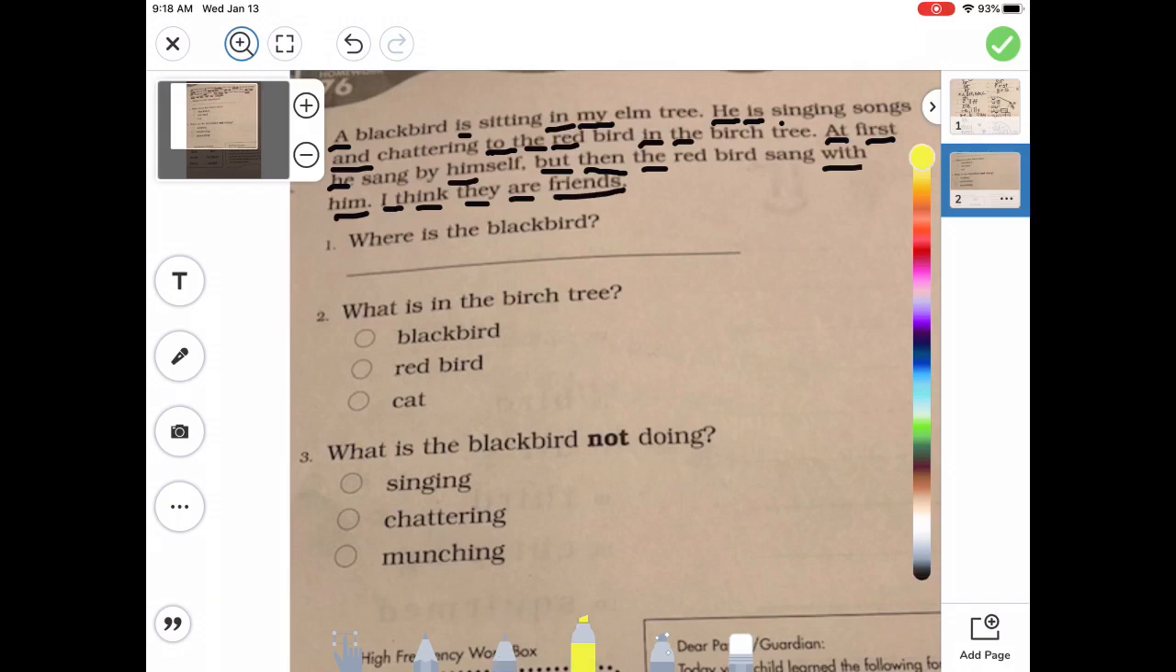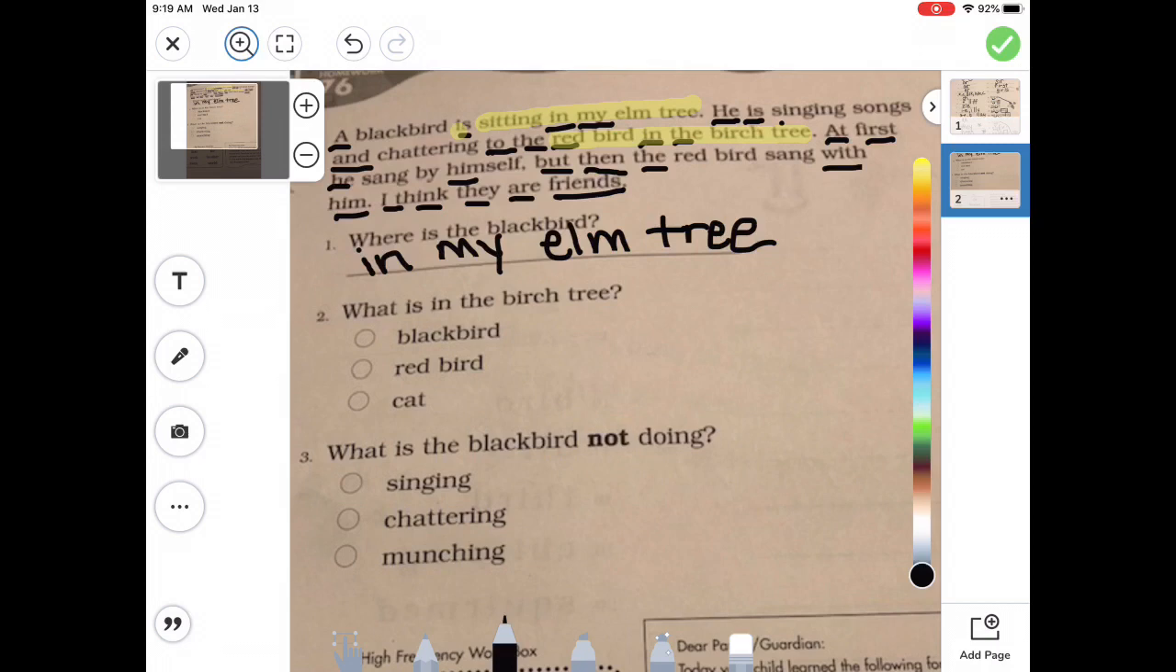So where is the blackbird? Let's go back and see. It says a blackbird is sitting in my elm tree. So I'm going to highlight that so I know. In my elm tree. We can always go back and look at our words. And this says, what is in the birch tree? So let's go back. It says, to a red bird in the birch tree. So what is in the birch tree? A blackbird, a red bird, or a cat? The red bird. Very good.